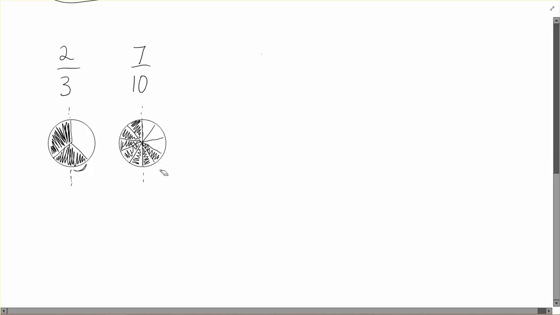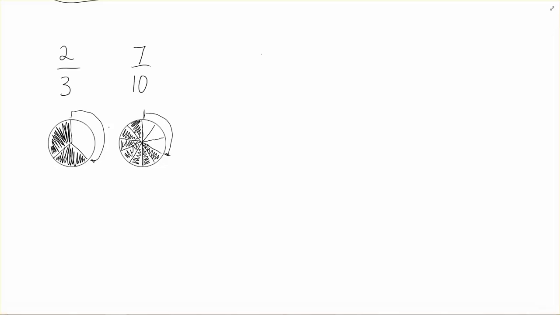Another great way to do some reasoning here is to think about how much is missing. So instead of focusing on how much we have, think about how much is missing. I'm missing a third here. Here I'm missing 3/10. Is there a good way for me to compare 1/3 to 3/10? And sometimes that's a real helpful approach.